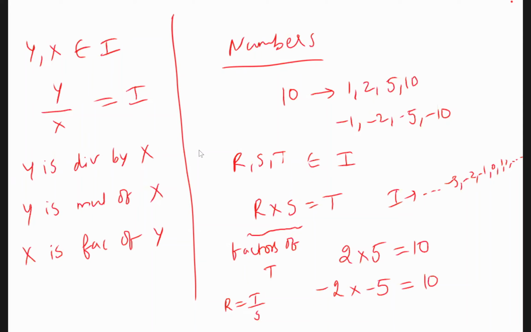So while solving problems, when you come across any of these terminologies, y is divisible by x, or y is a multiple of x, or x is a factor of y, immediately take y by x must give us an integer. In all the questions where we see this terminology, the first step is to say y by x gives us an integer. What our next steps are will depend on the other information given, and what we need to find out. So if y comma x belong to integers and y by x gives us an integer, then we say y is divisible by x, or y is a multiple of x, or x is a factor of y.